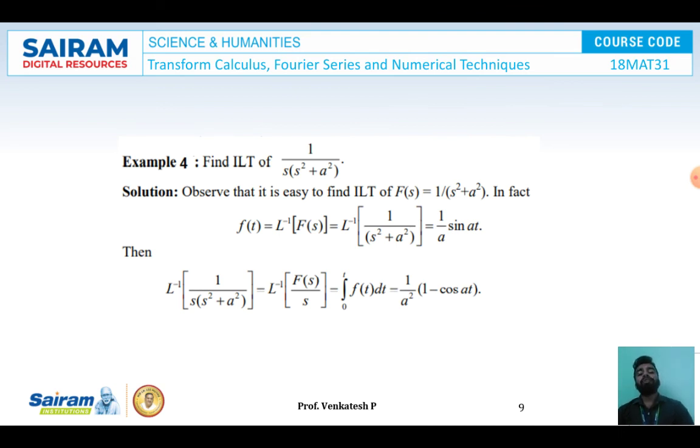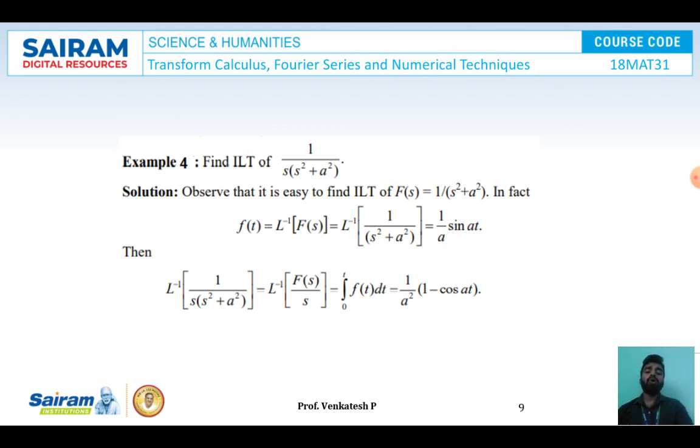Example number 4. Find the inverse Laplace transform of 1 by s into s square plus a square. So now I am going to simplify this one by applying inverse Laplace transform. Here I am going to choose the function f of s as only 1 by s square plus a square. For that function I am going to apply the inverse Laplace transform. Therefore Laplace inverse of f of s will be equal to Laplace inverse of 1 by s square plus a square. So we got f of t is equal to 1 by a into sine at.